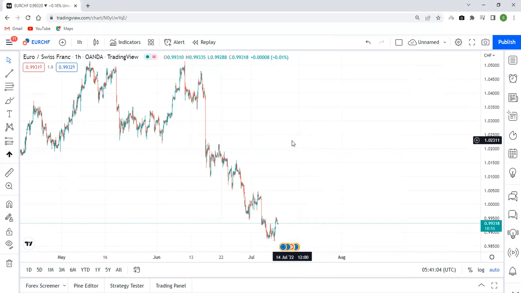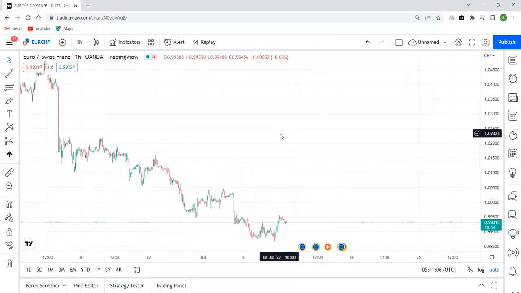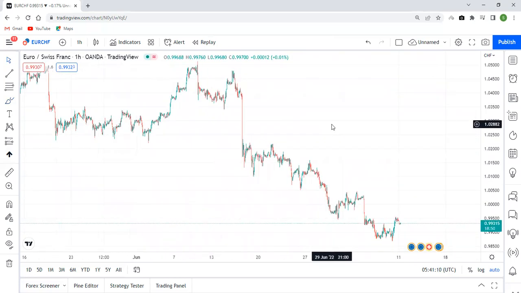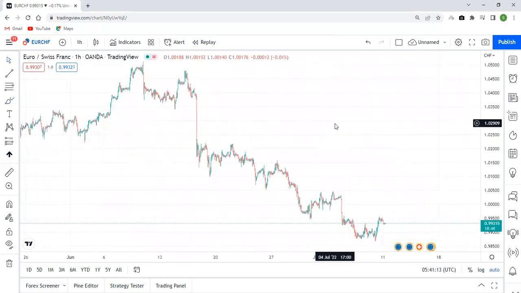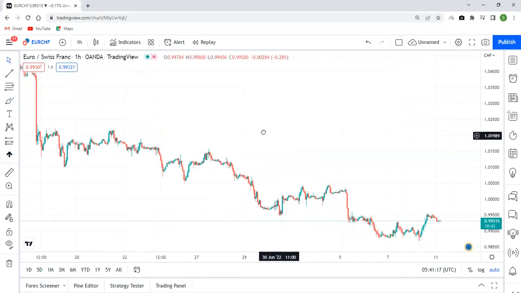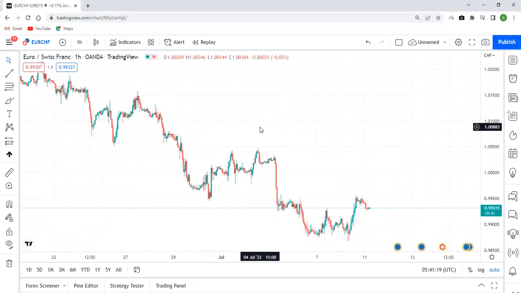So now let's do our analysis on this pair, the Euro CHF. We all know recently all the Euro pairs have been selling massively, a massive sell. As you can see, if we look left and look right, the pair has been coming down for a very long period of time, and we have kind of a change of trend. So now let's do the analysis together and see what we're expecting from the pair.